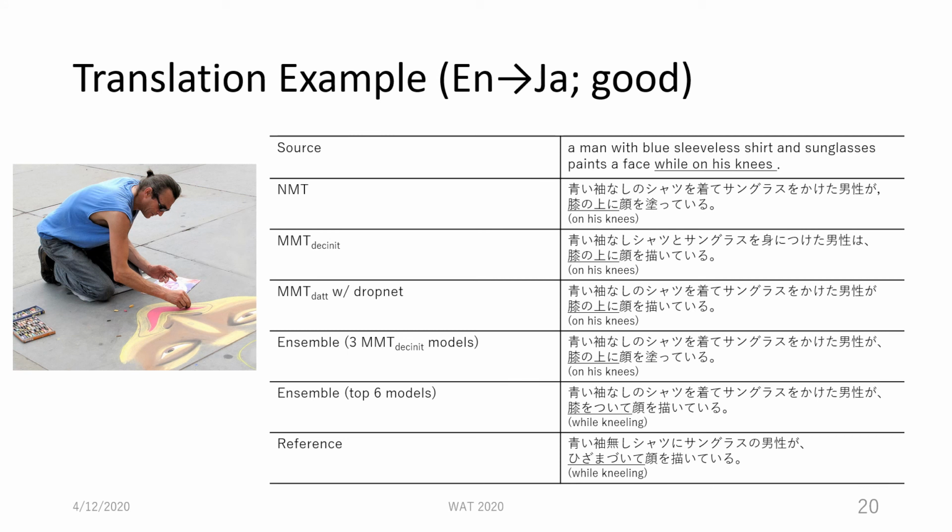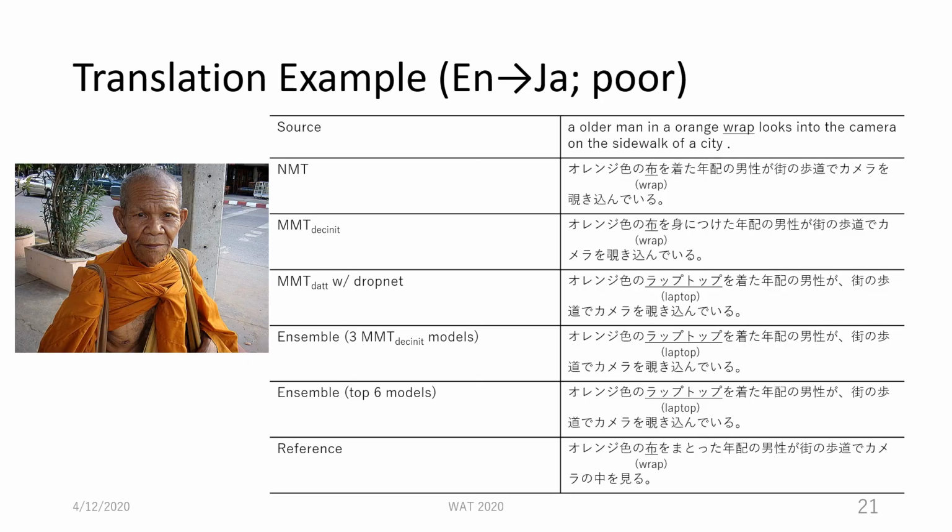Next, we show some translation examples focusing on the ensemble top 6 models' good translation. Only ensemble top 6 models describe that a man is painting a face on the ground while kneeling. On the other hand, other models describe a man is painting a face on his knees. We show some translation examples focusing on the ensemble top 6 models' poor translation. NMT and MMT with decoder initialization models describe an older man wears an orange cloth, but the other models describe an older man wears an orange laptop.